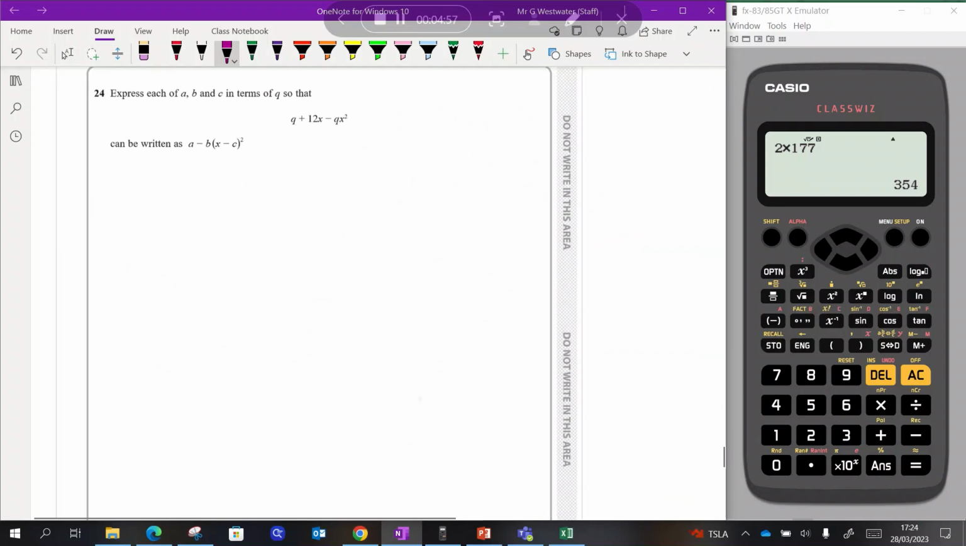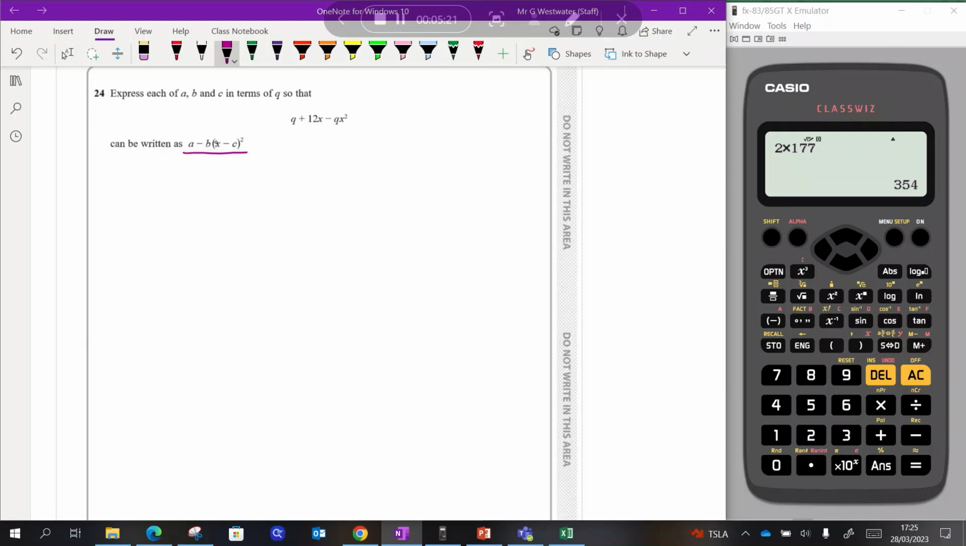And on to our final question, question 24. Express each of a, b and c in terms of q, so that q plus 12x minus qx squared can be written in a minus b brackets x minus c squared. Now the key thing here is recognizing that this is the form of completing the square.